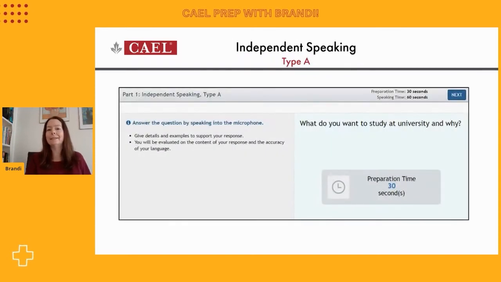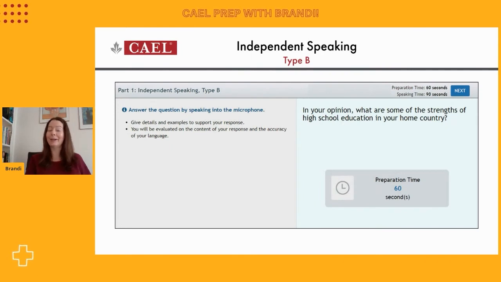We'll look at a couple examples of past test questions from part 1, just to give everyone a sense of what is expected on this test. So your question is always going to be here in the top right-hand corner of the screen. So this question says, what do you want to study at university and why? The second question, we call it type B, is here as well. It says, in your opinion, what are some of the strengths of high school education in your home country? So again, both of these questions, the first and second, type A and type B, will be about you.